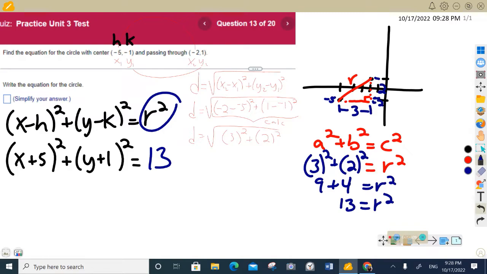Notice that's what we had over here. 3 squared plus 2 squared, right here and here. And that gives you 9 plus 4, which again is 13. Now, that would give you the distance from the center to the end of the circle, which is the radius. Okay, so this is the radius. But we didn't want the radius for the equation. We wanted the radius squared. So if you square that, the square and the square root cancel, leaving you with 13. So you can decide which one you want to use.